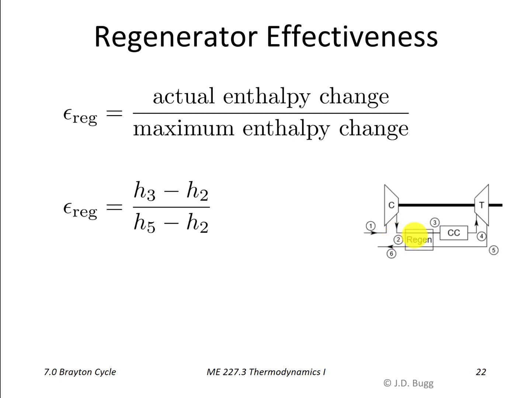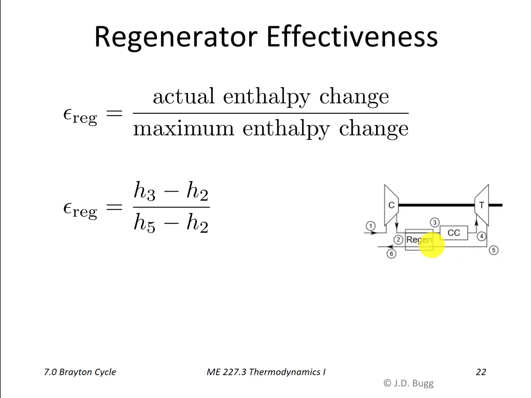It'll be warming that air up a little bit. So H3 minus H2 is the enthalpy increase that it actually was able to produce. Now, what is the maximum possible enthalpy change? Well, notice that of these four temperatures here, the two inlets, T2 and T5, and the two exits, T3 and T6, the highest temperature of all of those is T5. So that's the hot gases coming in here.